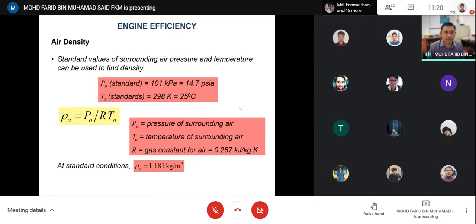And then of course you need to look also in terms of air density. If you have more density, then it gives you more volumetric efficiency. So this is just the standard for the air density calculation.